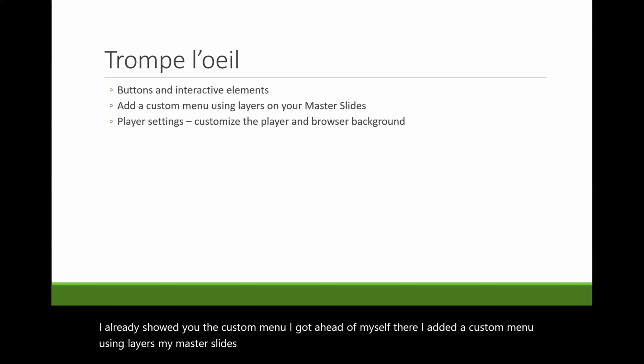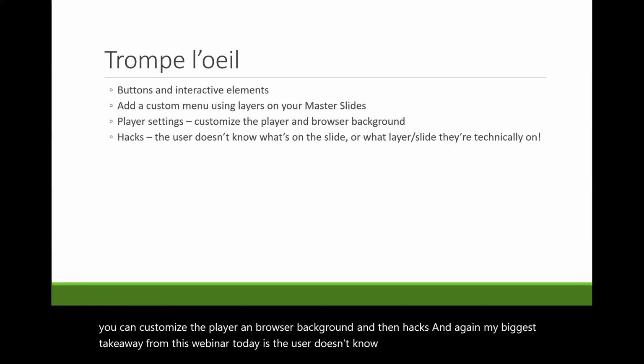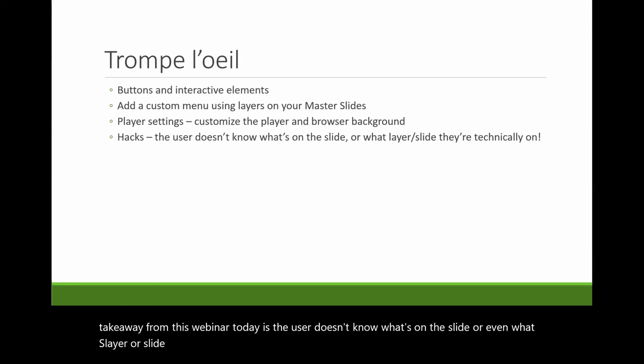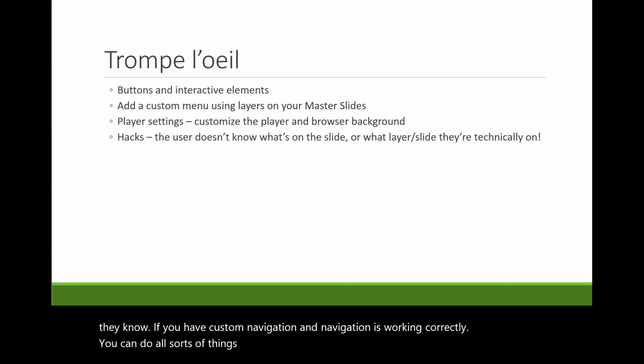We can go into player settings pretty quickly, show you how you can customize the player and browser background, and then hacks. And again, my biggest takeaway from this webinar today is the user doesn't know what's on the slide or even what layer or slide they're technically on if you have custom navigation. Just keep in mind that the user doesn't need to know what slide they're on. They can be any place in the tutorial for all they know. If your navigation is working correctly, you can do all sorts of things behind the scenes, and it just seems like a really smooth, flawless experience to your user.